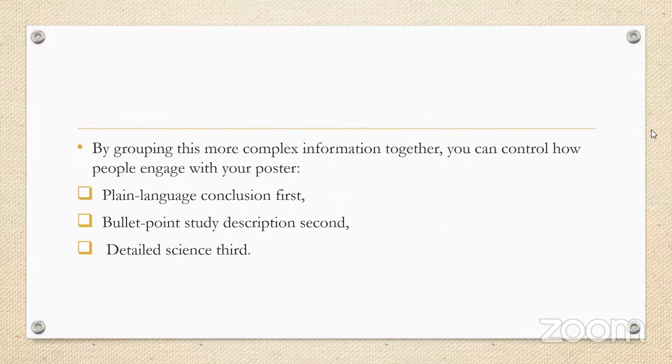By grouping this more complex information together, you can control how people engage with your poster. You write your core message in plain language, and a bullet point study description second. In the silent presenter bar, you can write your introduction, methods, and result in bullet points, and the detailed science in the ammo bar.